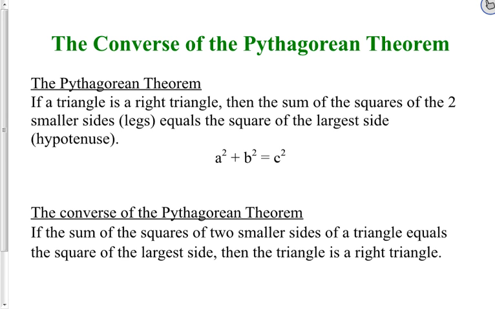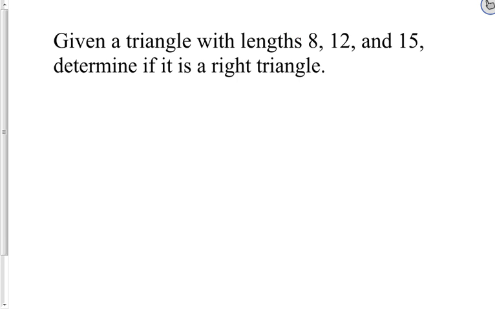So oftentimes we use the Pythagorean theorem when we already have a right triangle. But we can also use the Pythagorean theorem to determine if certain side lengths would form a right triangle. Here's an example of that. It says, given a triangle with lengths 8, 12, and 15, determine if it is a right triangle.